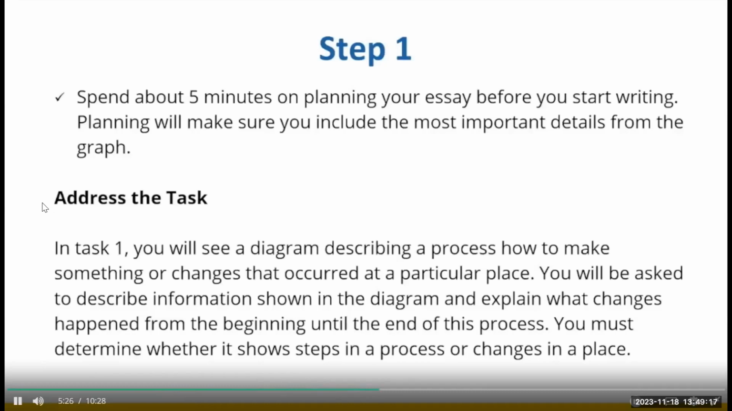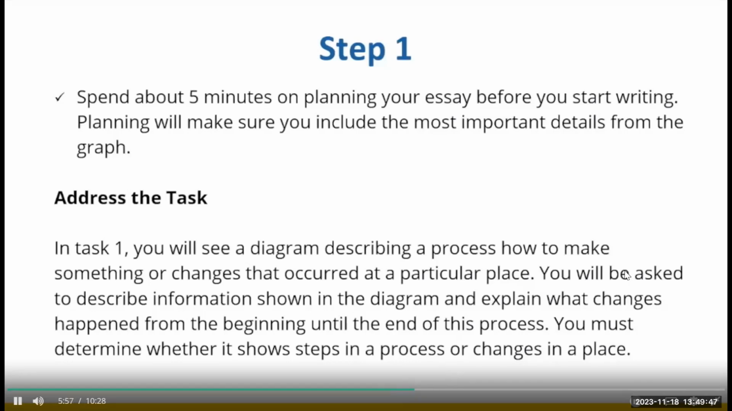All right, guys, so this is our step one. For step one, you should spend about 5 minutes on planning your essay before you start writing. Planning will make sure you include the most important details from the graph. I know a lot of you don't like planning. I used to hate planning too in the past, but this is actually a very important point. I think I mentioned that at least 10 times by now. But anyways, let's go ahead and talk about addressing the task and what it means.